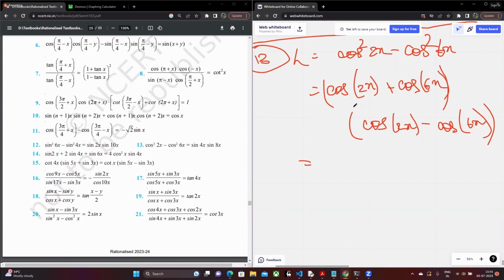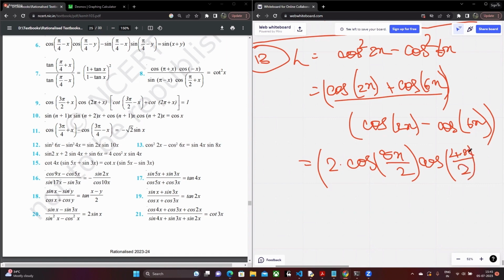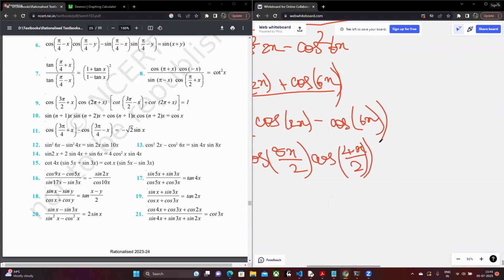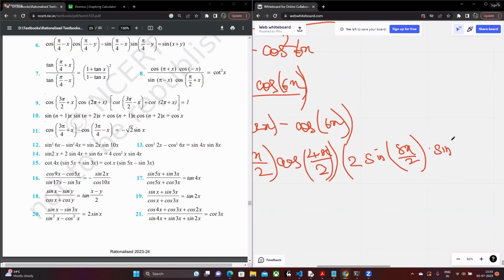With that said, I'll proceed with the question. This is going to be 2 into cos of 2x plus 6x, that is 8x divided by 2, and cos of 6x minus 2x divided by 2, that's 4x by 2. Whether it's 4x or minus 4x, nobody cares, because cos minus theta is cos theta. This into 2 into sine of 8x by 2 into sine of 4x by 2, because you're doing b minus a by 2 and not a minus b by 2. So this is going to be sine of plus 4x by 2, not minus 4x by 2.